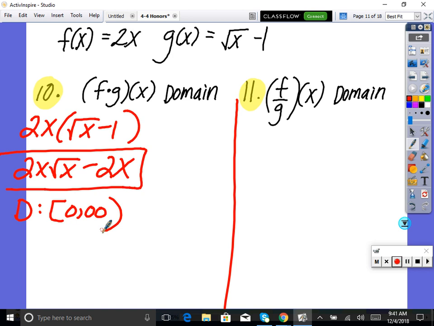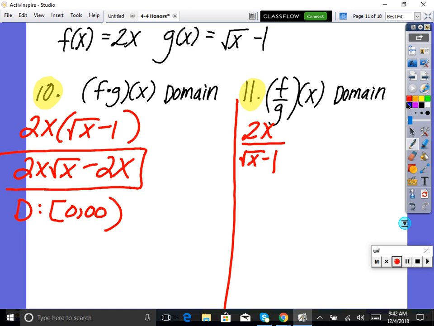Okay. Then let's do f divided by g. Let's see how far you went. So we have 2x, and then our g is the root x minus 1. Is that an appropriate answer? It has a radical in the denominator, so it's not an appropriate answer. It's not a good answer, right? Yeah, so it's an answer that we need to fix.